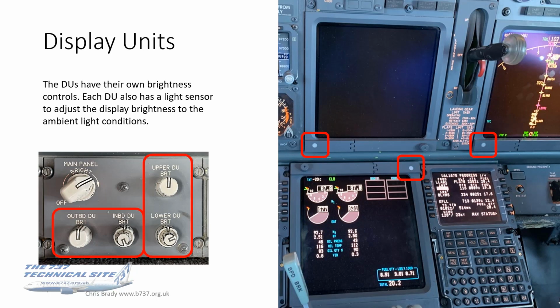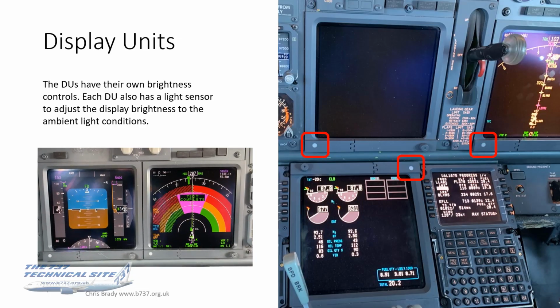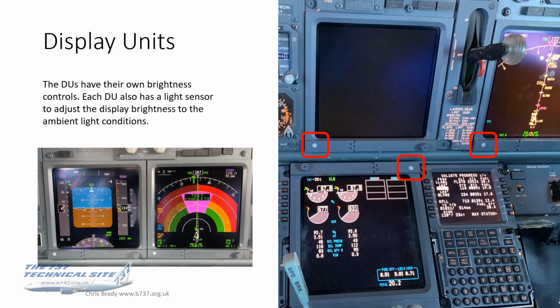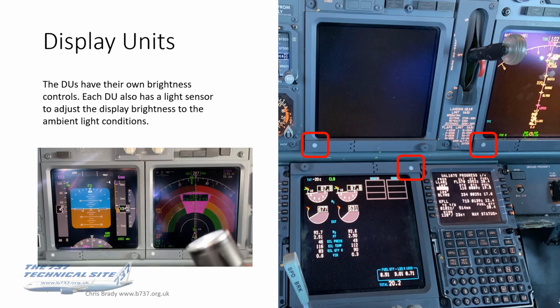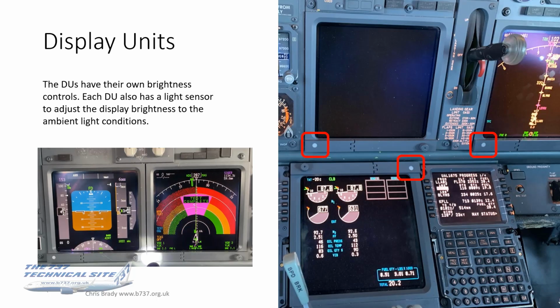DUs, they've all got their own brightness controls, and each DU has got a light sensor down at the bottom left, except for that lower DU, which is on the upper right, because the unit is mounted upside down. And these just adjust the display brightness to the ambient light conditions. So you set a brightness with your controls, and it fine tunes and finesses it with the ambient light sensor.